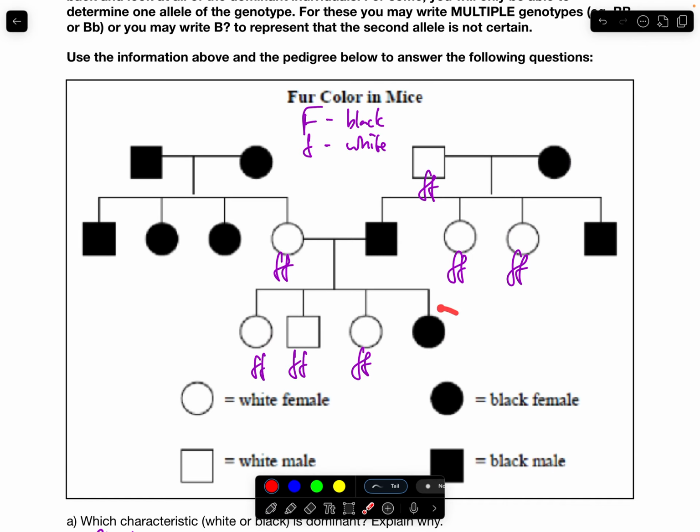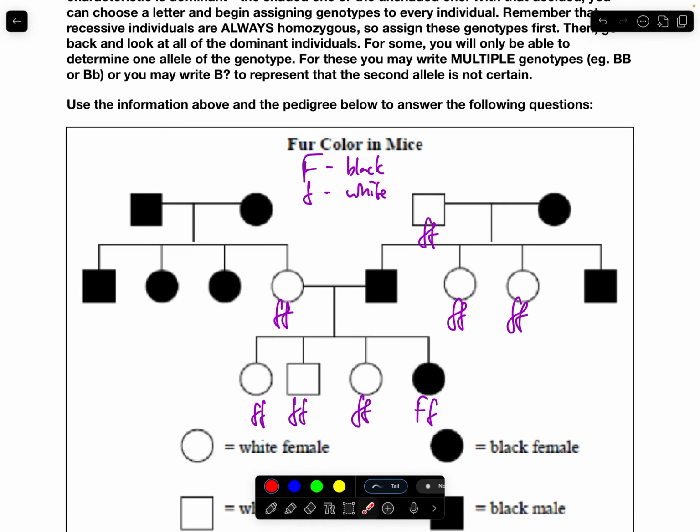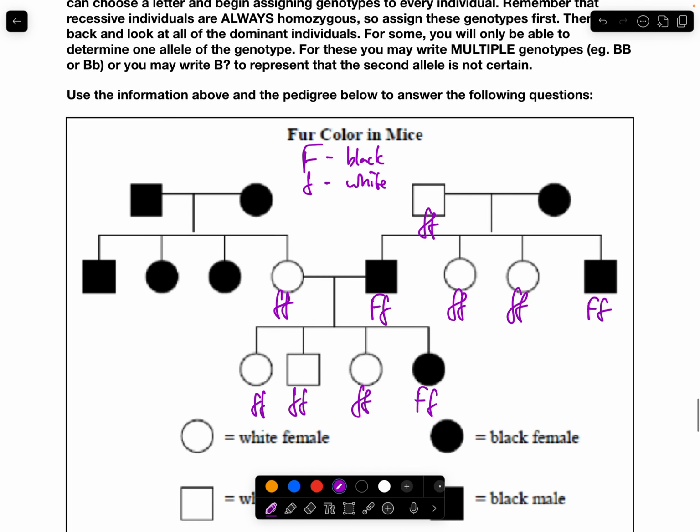Look at this kid. The only kind of F you can get from mum is small, so he must be big F, small f. Look at this kid. The only kind of F you can get from dad is small, so he must be big F, small f. Same for this one here. The only kind of F you can get from dad is small. So big F, small f. Can we tell this? This one's too hard. Let's look on the right.